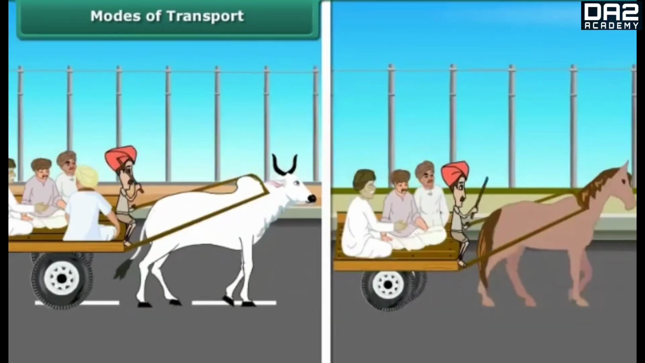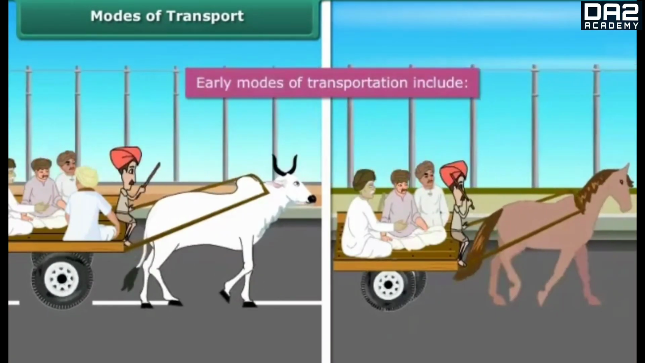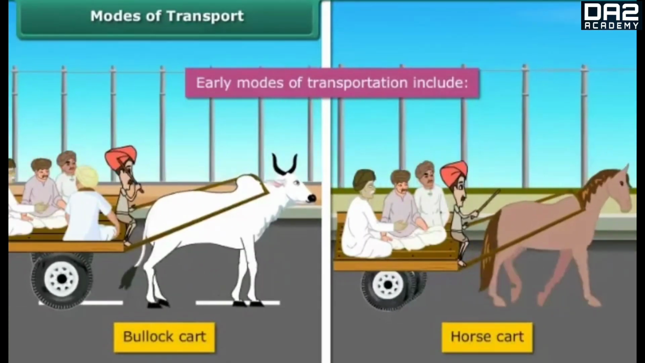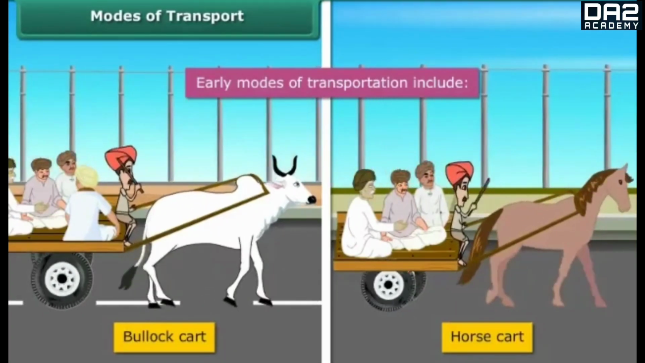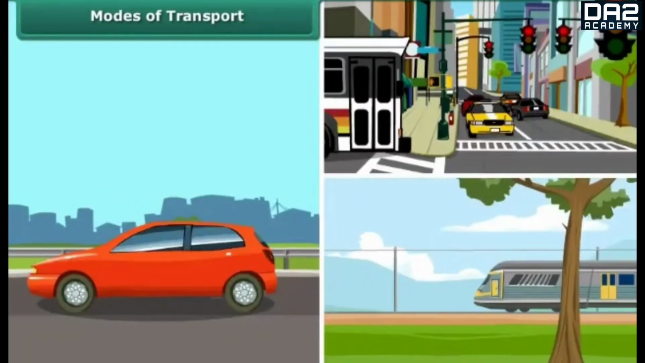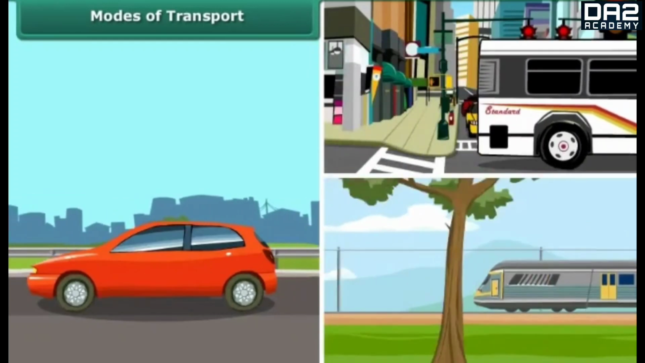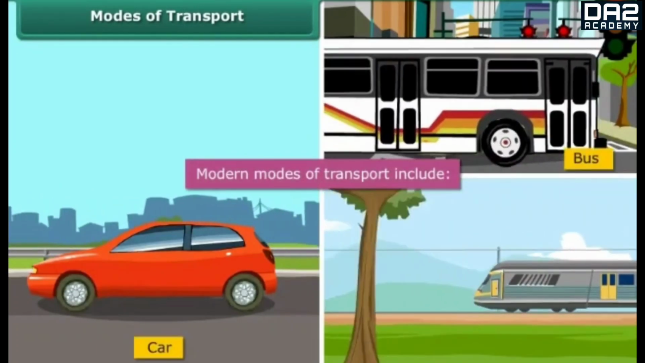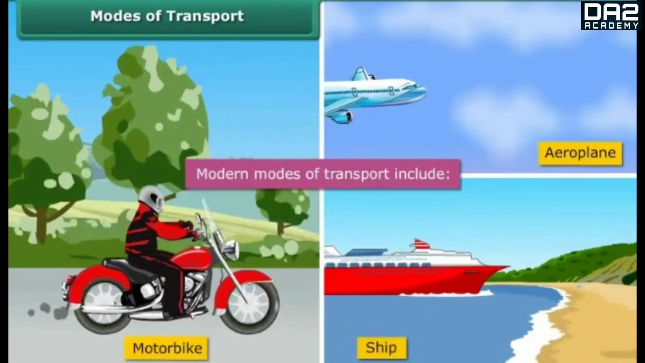Modes of transport. Have you wondered how people traveled in the earlier days? In the early days, people always used animals to travel from one place to another. For example, bullock cart, horse cart, etc. Can you imagine using a bullock cart to come to school every day now? Nowadays, we have progressed and learnt to use fuel and natural resources to create better modes of transport. As you can see, we now have cars, buses, roads, railways, motorbikes, aeroplanes, ships, etc. to travel.